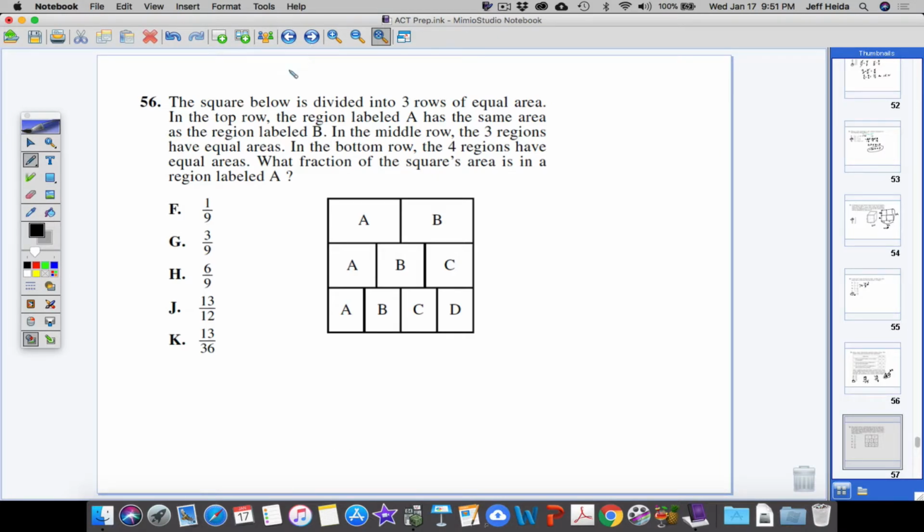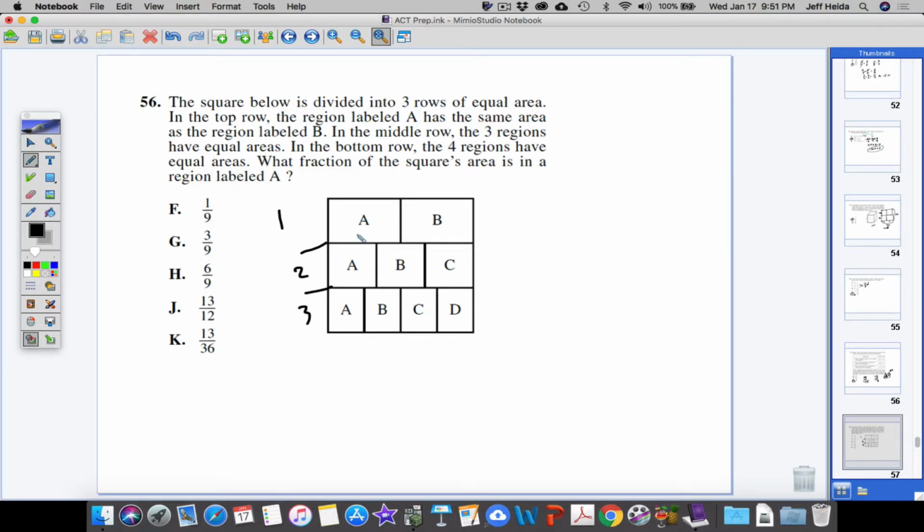Question 56. The square below is divided into 3 rows of equal areas. So Section 1, Section 2, Section 3, they're all equal. Top row, A and B are the same size. Second row, A, B, and C are the same size. Third row, A, B, C, D are the same size. So the question is, what fraction of the entire square area is in a region labeled A?